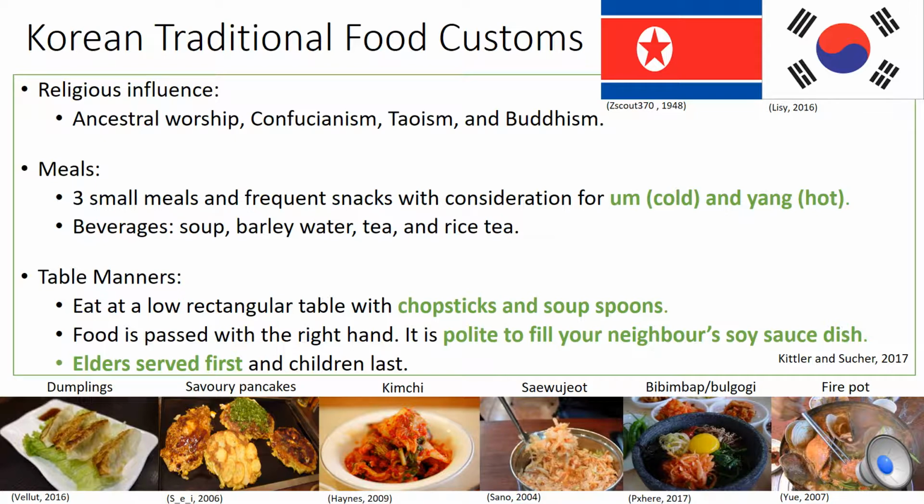Korean traditional food customs are influenced by ancestral worship, Confucianism, Taoism, and Buddhism. Meals include 3 small meals and frequent snacks with consideration for yin and yang. Beverages include soup, barley water, tea, and rice tea. Items around etiquette include that food is eaten at low rectangular tables with chopsticks and soup spoons. Elders are served first and children last. Food is passed with the right hand, and it is polite to fill your neighbor's soy sauce dish.